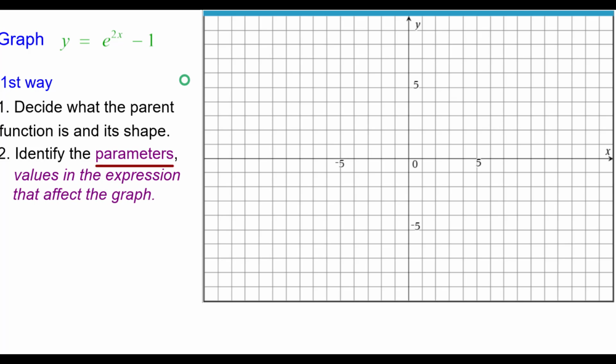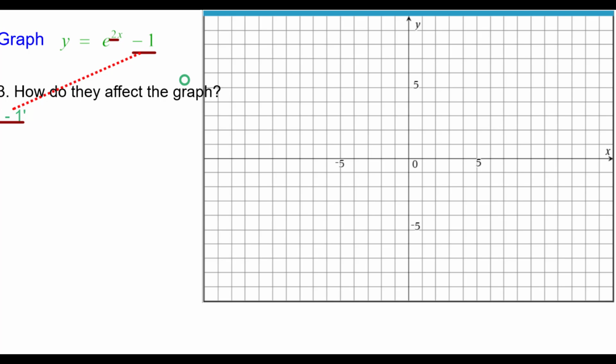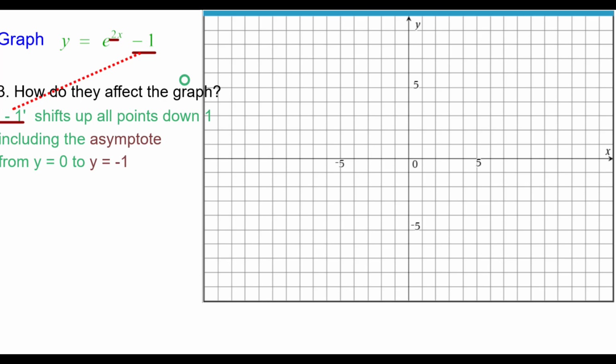Identify the parameters. These are values in the expression that affect the graph, and there are two different parameters here. How do they affect this graph? Well, the minus 1 shifts all points down 1, including the asymptote, which is going to go from y equals 0 to y equals negative 1. Also, it affects the new origin.